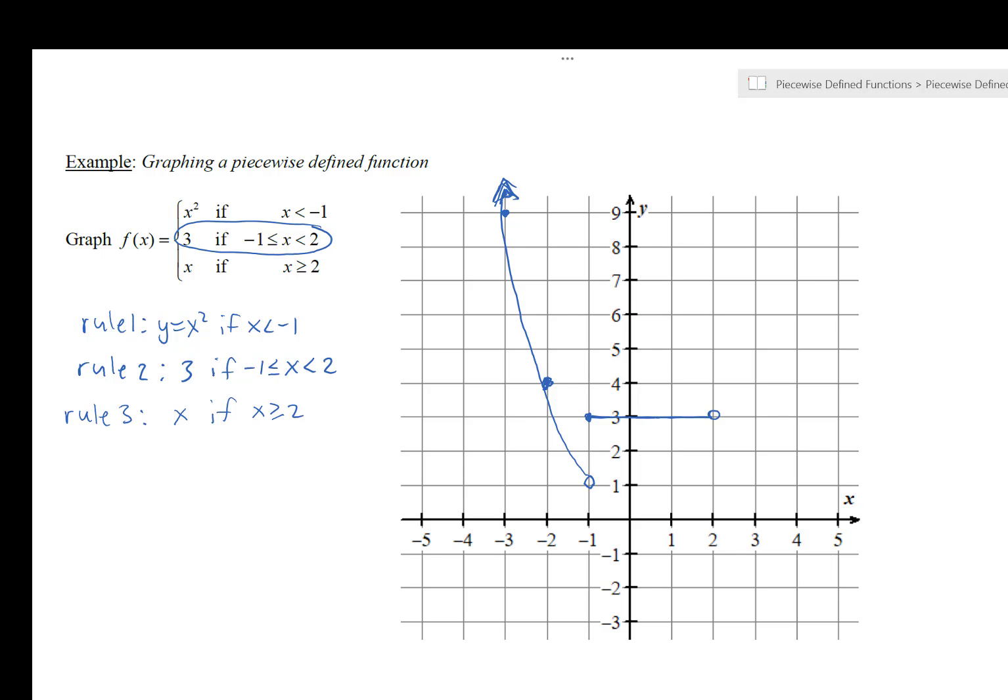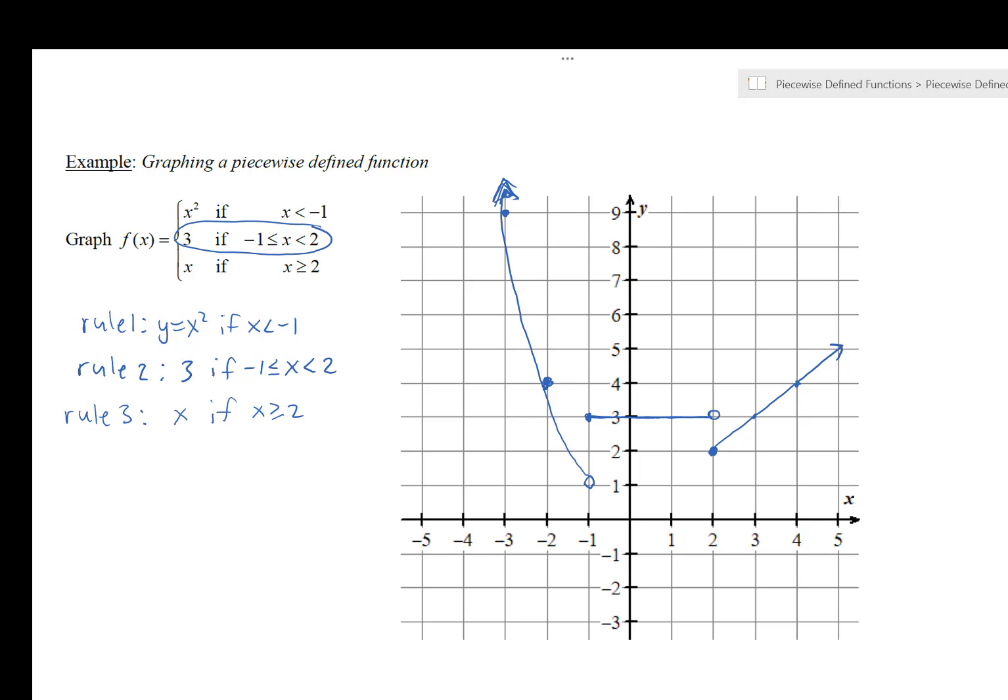So at 2, the rule is x. If x is 2, then the output is 2. Draw a dot, it obtains that value. When x is 2, the output is 2. When x is 3, the output is 3. When x is 4, the output is 4. And so on. Forever, it behaves like that line.